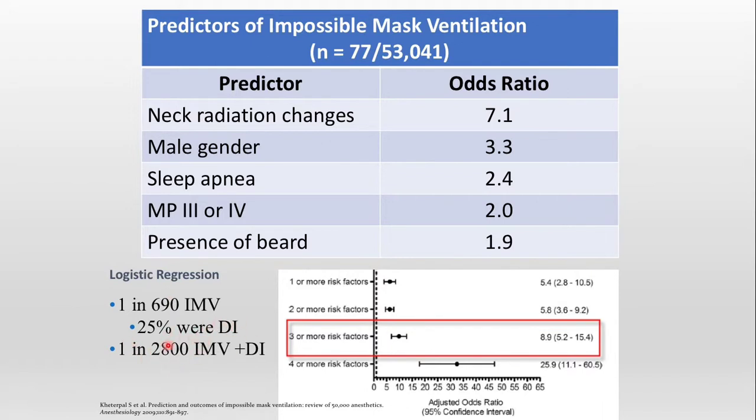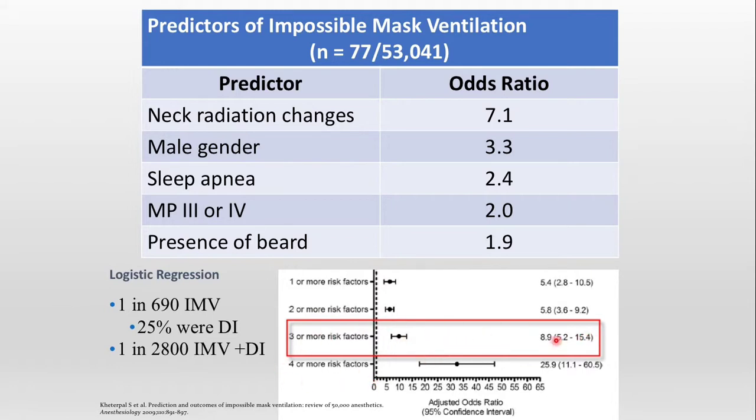And they had about a 1 in 2,800 risk of what's called impossible mask ventilation in those who could not be intubated, or difficult intubation. So that's your worst case scenario. But what I wanted to point out to you here was that using ROC curves, they were able to come up with different cut scores with 1 risk factor, 2 risk factors, 3 or more, or 4 or more risk factors.